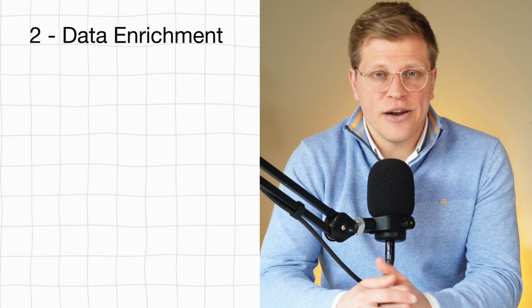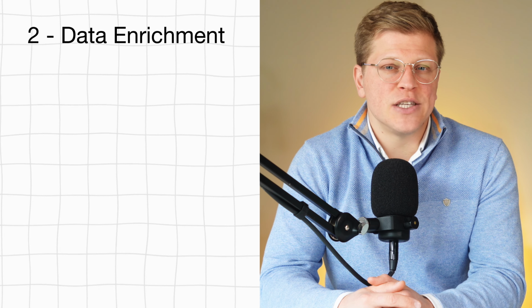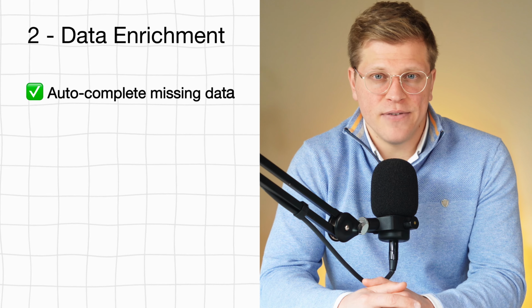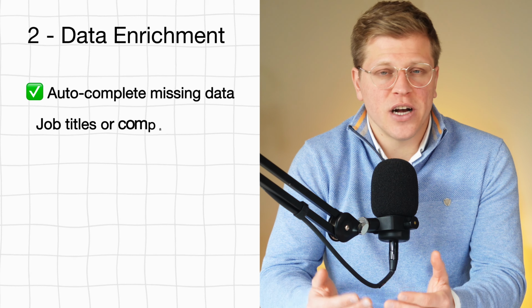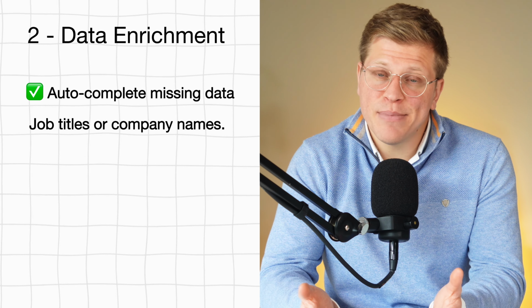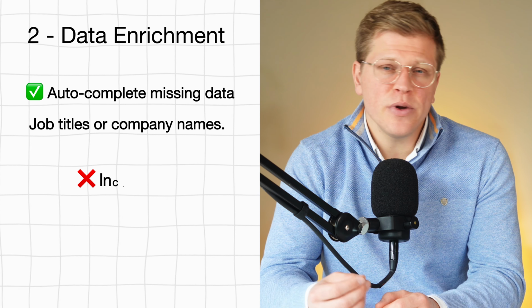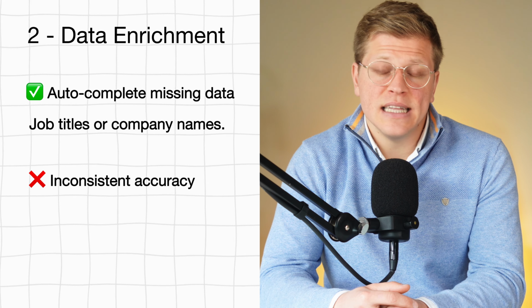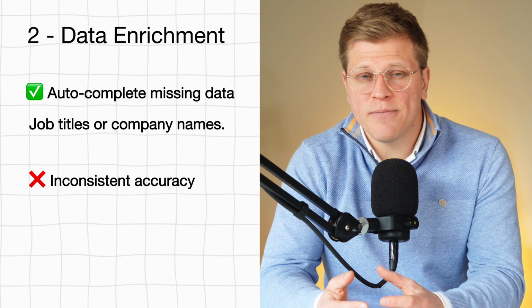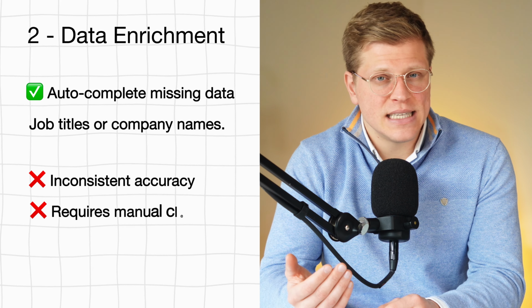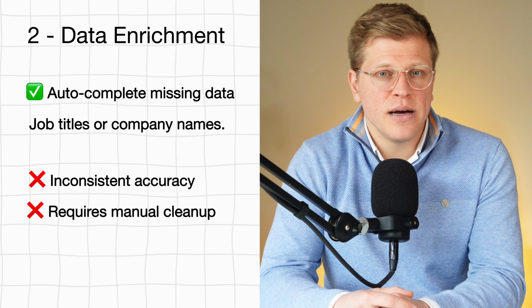Then there is data enrichment. This is the part that tries to automatically fill in missing info, like job titles or company names. It works okay, but not always. Even when you have someone's email, it sometimes misses the mark. It's helpful as a starting point, but you might still need to do a little manual cleanup depending on your use case.